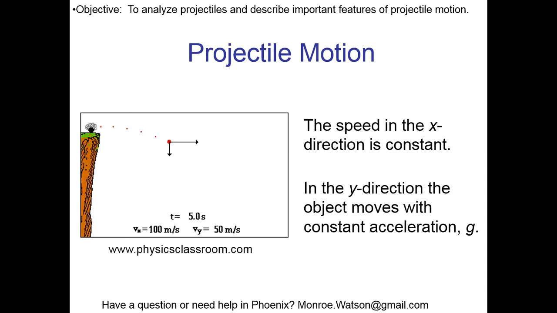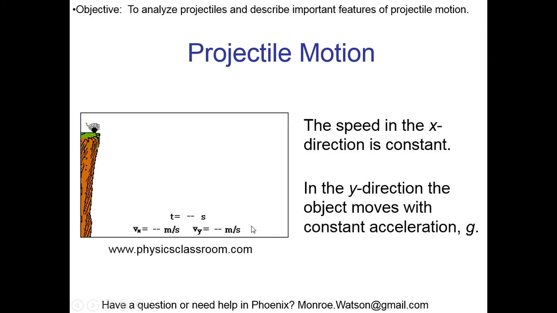Taking a look here, we can see if a projectile is shot, perhaps from a cannon, and it's shot horizontally, notice the vectors in the x direction are all going to be the same. That's because our velocity in the x direction is going to be constant. Now in the y direction, we notice that the vectors are getting larger and larger.